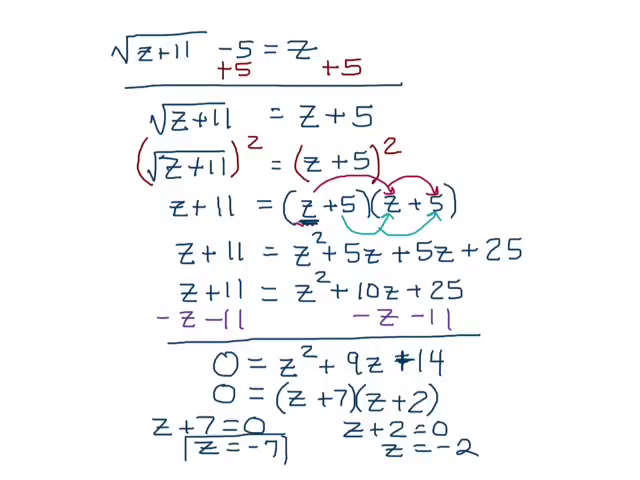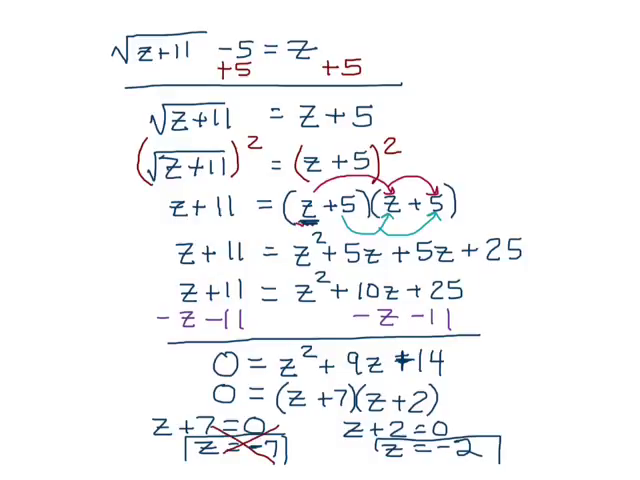Whenever we have any kind of equation, we need to always go back and check our solution to make sure that it works for our original equation. So if we're checking the value of -7 and plugging this into our original equation here, -7 plus 11 is 4. Square root of 4 gives us 2, and 2 minus 5 will give us a -3, not -7. So z equals -7 is called an extraneous solution.